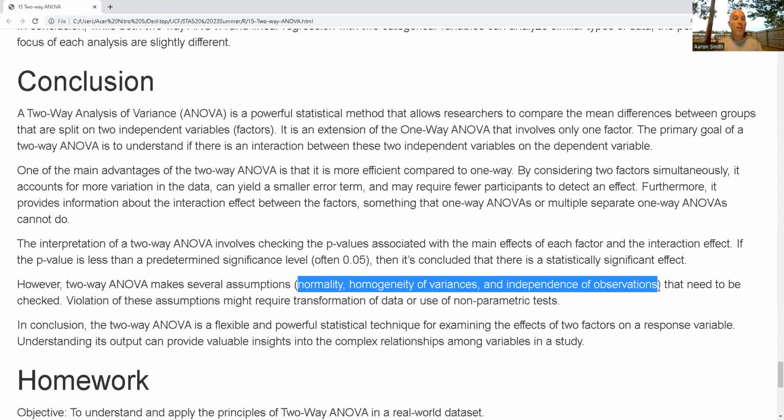In conclusion, the two-way ANOVA is flexible and powerful, for example, for examining the effects of two factors on a response variable. Understanding its output can provide valuable insights into the complex relationships among variables in a study.